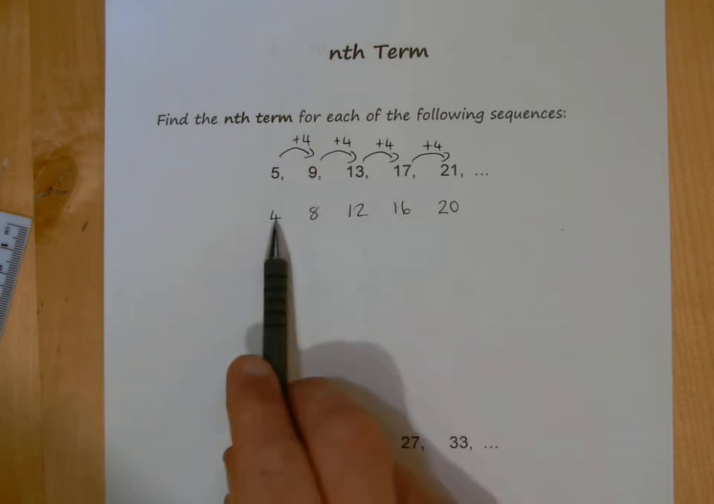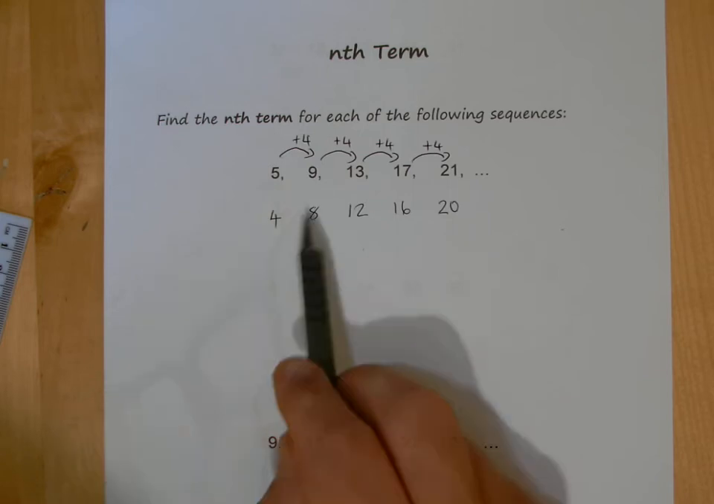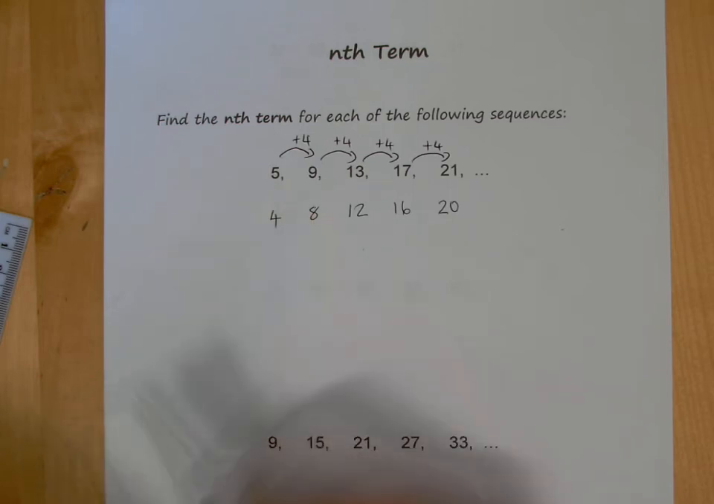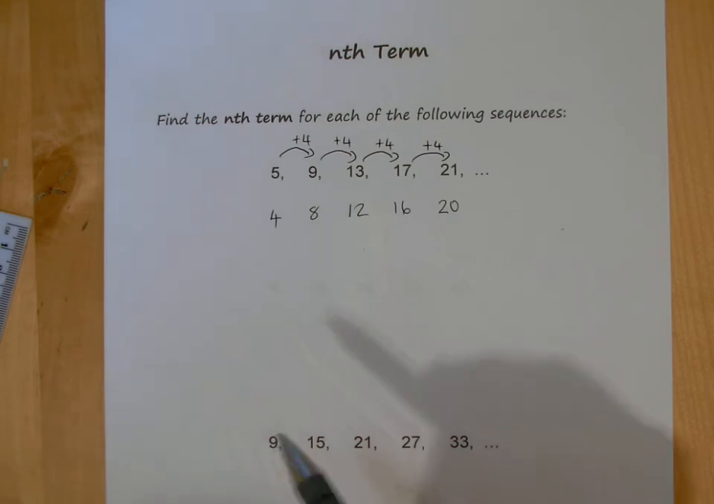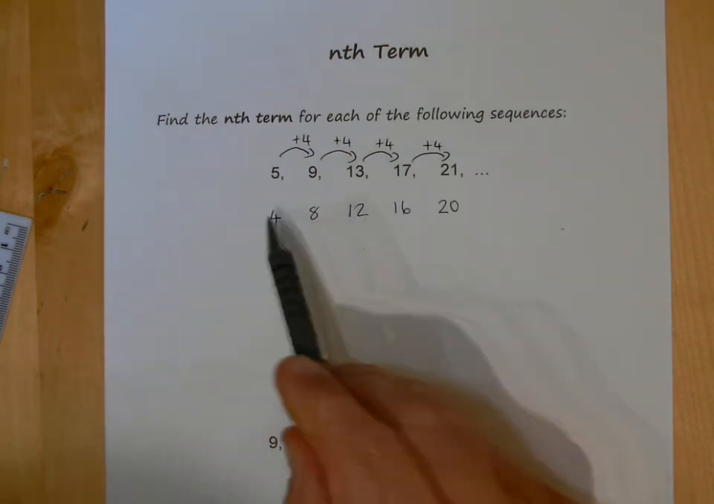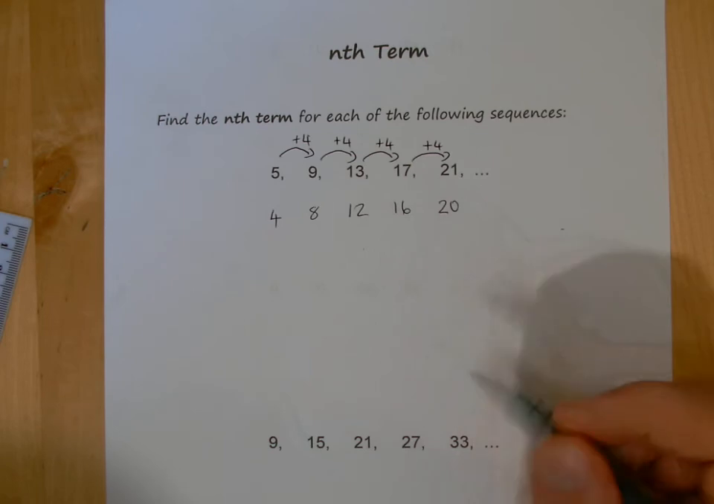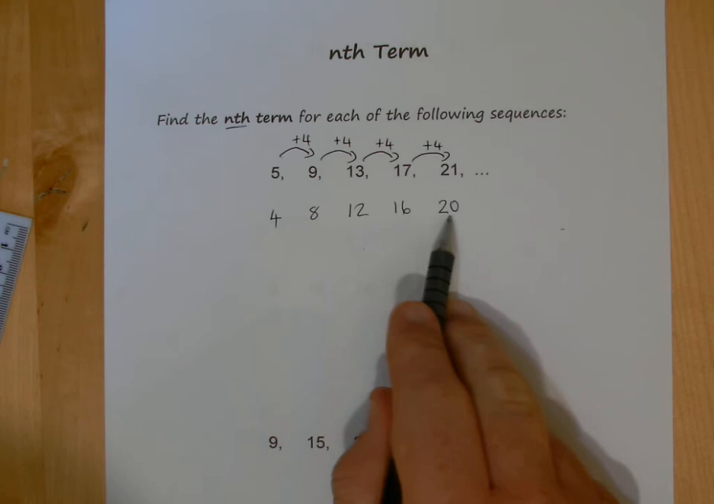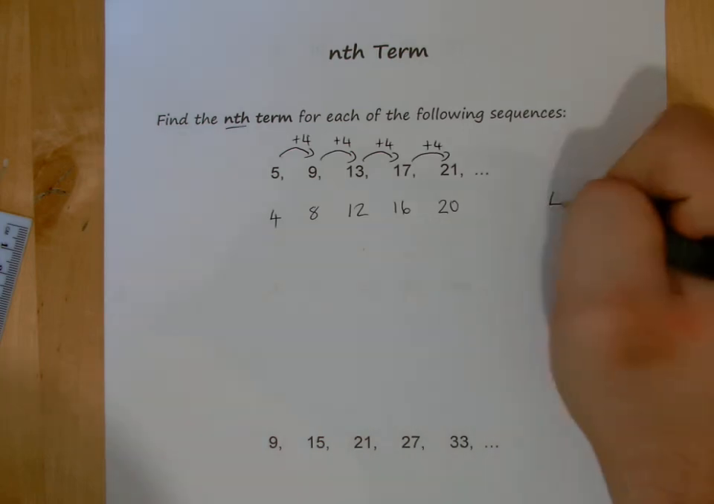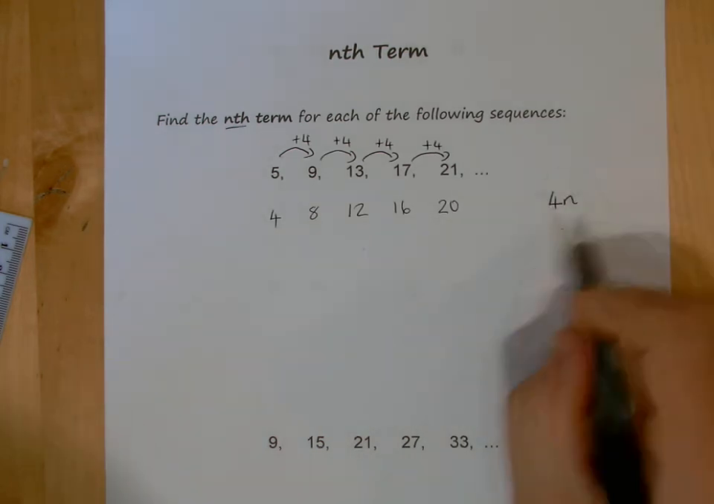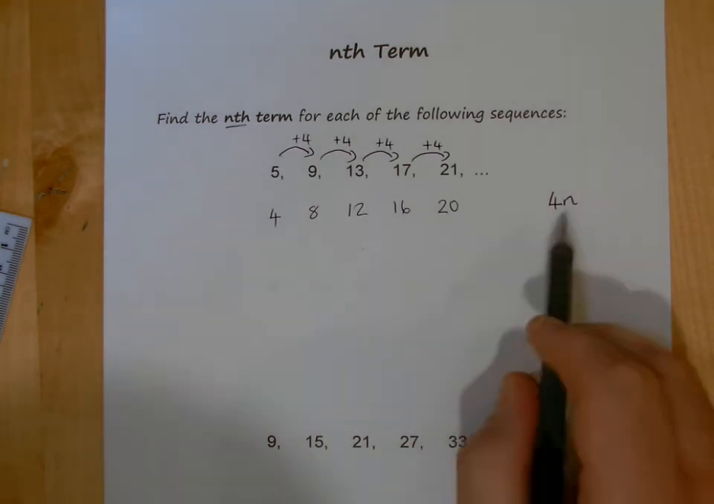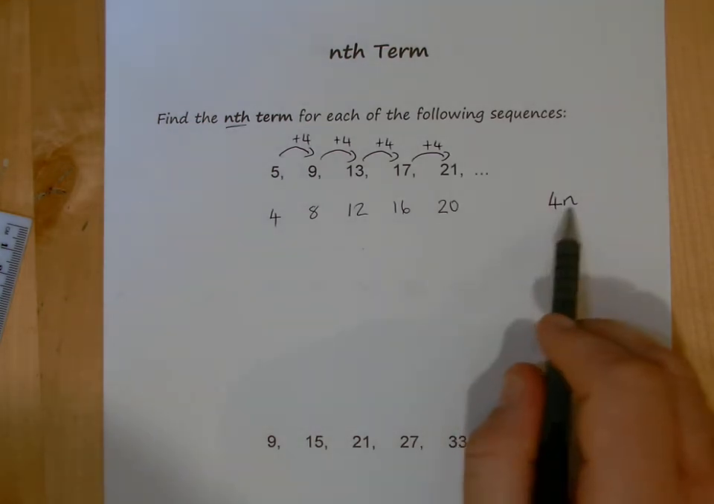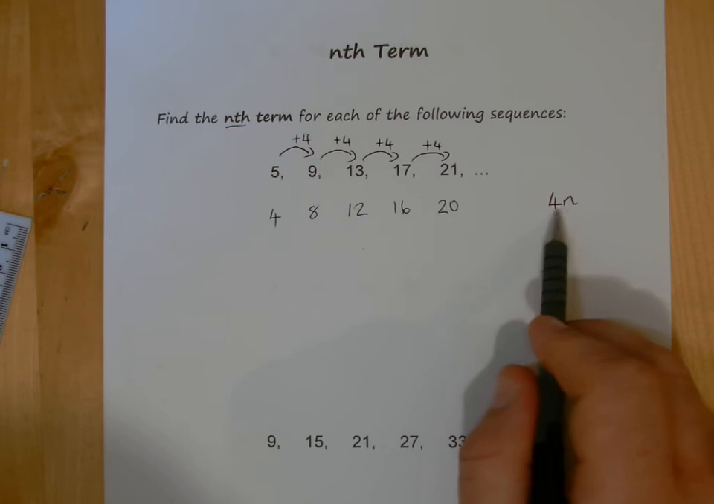So if I add 1 onto 4, I get 5. If I add 1 onto 8, I get 9. If I add 1 onto 12, I get 13, and so on. So I just have to add 1 onto the 4 times table. Now, this is where the nth term idea comes in: the 4 times table can be represented by this algebraic expression, 4n. That's what represents the 4 times table, because you're timesing 4 by a number. That's what 4n means, 4 times n.